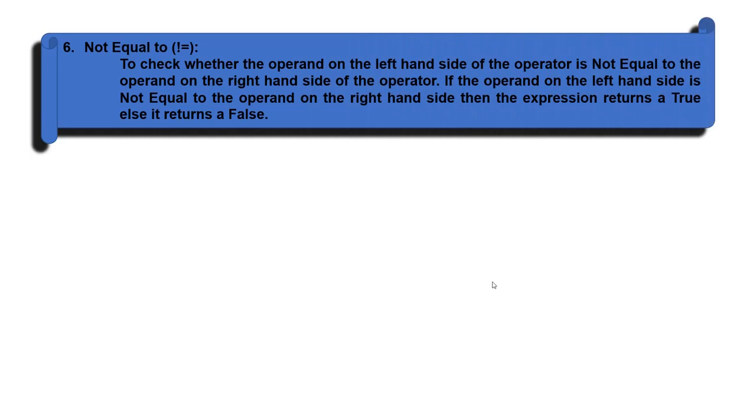Not equal to operator. The exclamation sign and equal to sign are used together to perform the not equal to operation. The not equal to operator checks whether the operand on the left hand side of the operator is not equal to the operand present on the right hand side of the operator. If the operand on the left hand side is not equal to the operand on the right hand side, then the expression will return true, otherwise it is going to return false.